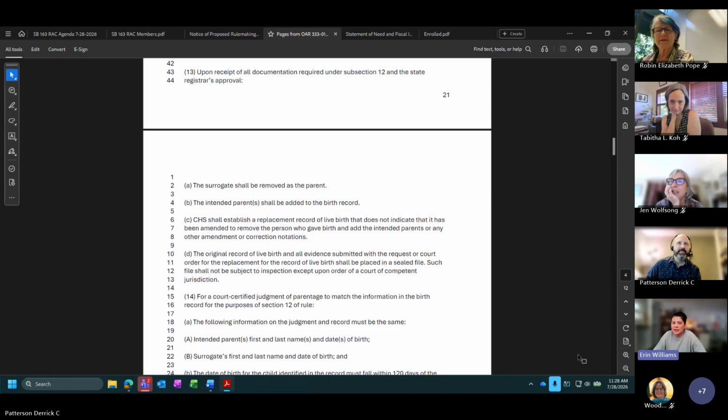I believe that this was intended to capture those situations where something's happened, right? Incorrectly. Someone shows up to the hospital, doesn't have anything, it gets registered to the gestational surrogate, and there's a record issued with the stuff on there, and what do we do with it? Jen, so I think that was the intent of 12 and 13.